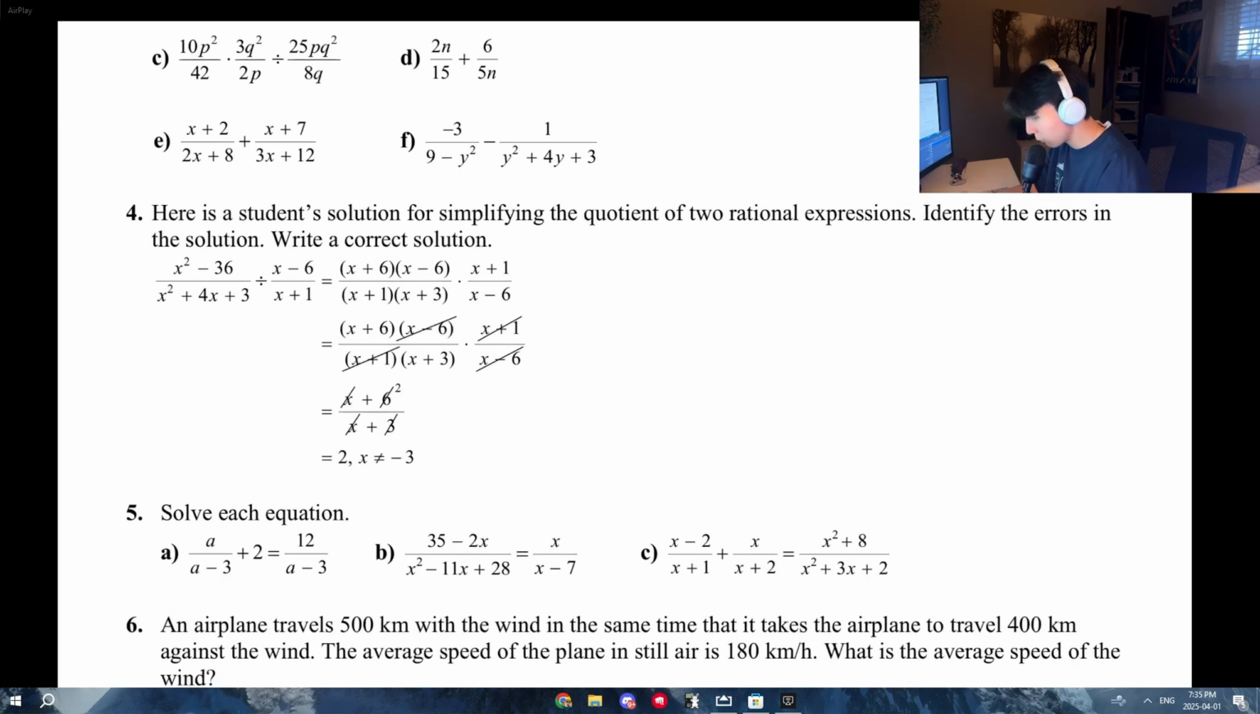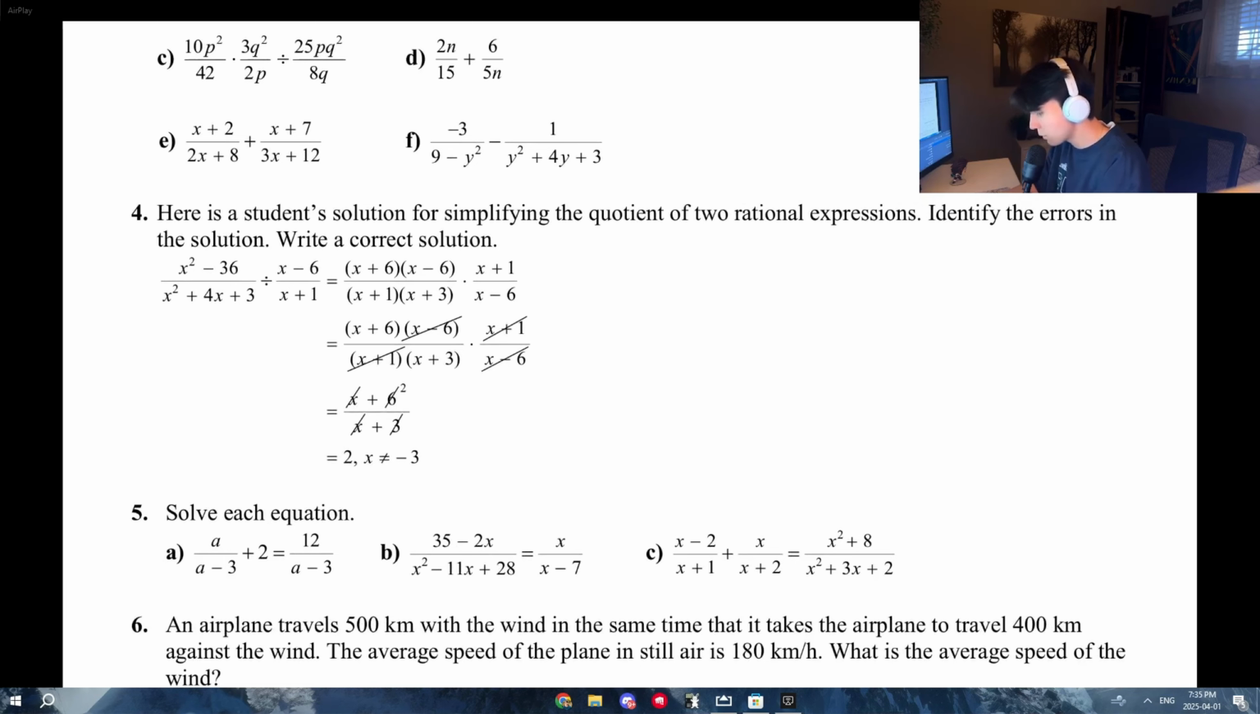All right, question number 4. So we're looking at a student's solution for simplifying the quotient of two rational expressions. The quotient of two rational expressions means, quotient means to divide, right? So if we're dividing, we're going to be taking our reciprocal. What the student did is they factored this down into x plus 6, x minus 6, which is right, and factored this into this, which is right. So again, quotient is going to be dividing, so we're going to take the reciprocal here, which is what they did. So far it looks really good.